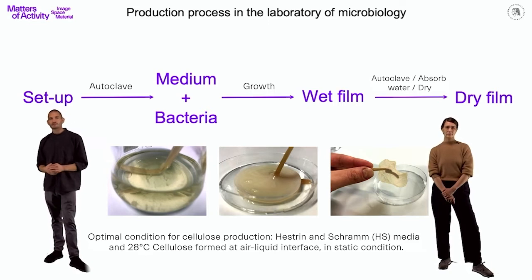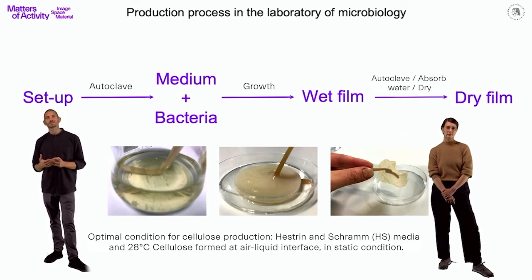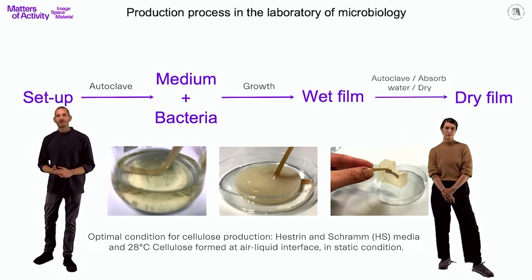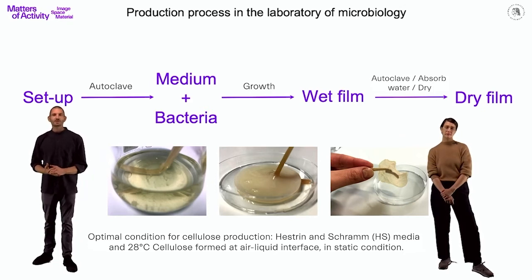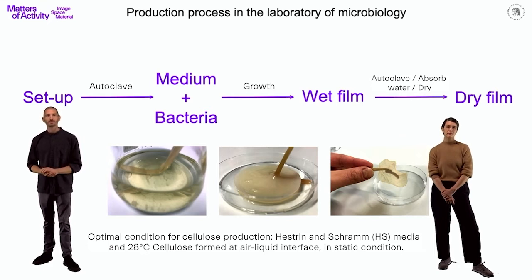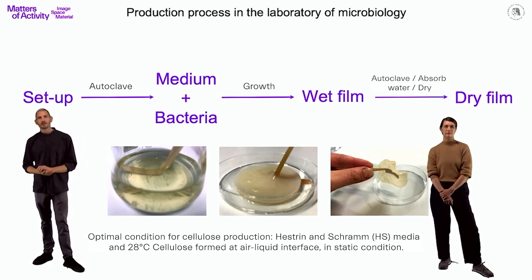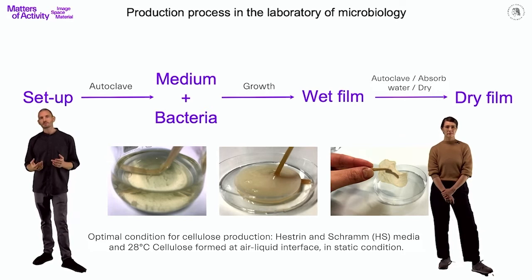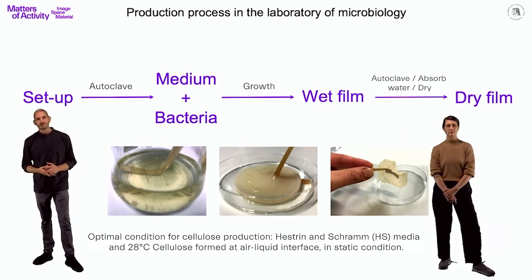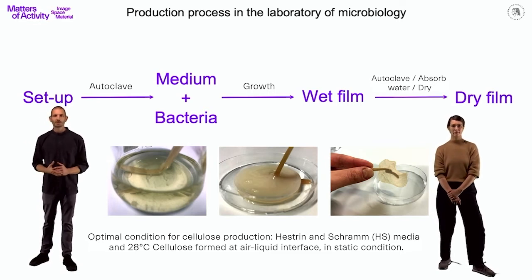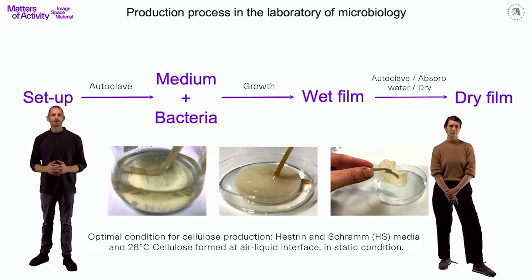So this is the setup for static growth, which requires a nutritious medium and the bacterial strain called Komagataeibacter xylinus, which utilizes various common sugars and, in contrast to photosynthetic plants, does not require light for its growth. The biofilm pellicle forms in the interface between air and the nutrient medium. The specific properties of bacterial cellulose are highly dependent on the culturing methods.